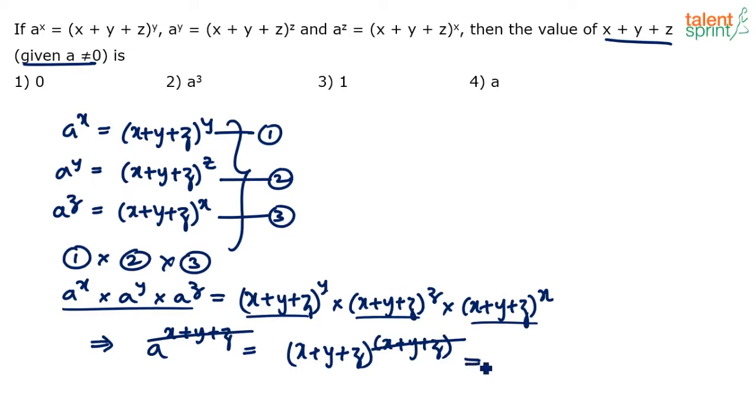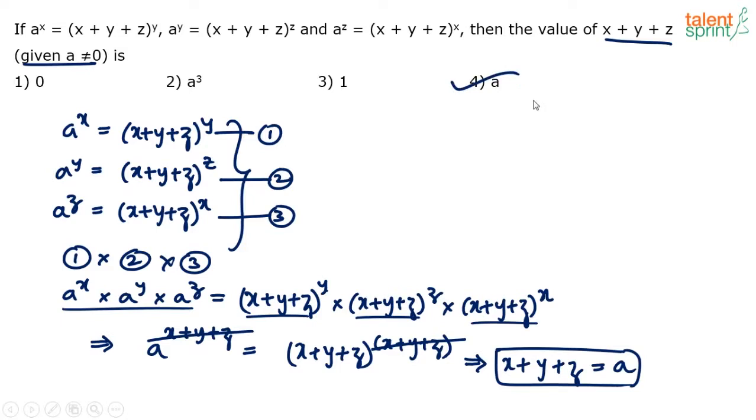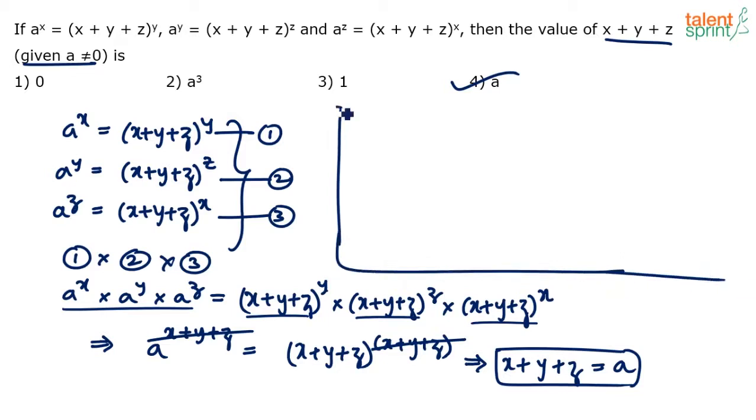So what do we get finally? X plus y plus z equals to a. And that's what is required in the question, right? Find the value of x plus y plus z. It should be equal to a, which is option 4, right? Now is this the only way to solve it? Not really. This is, let's say, method number 1, the regular method, right? This is method 1. What is the method 2?